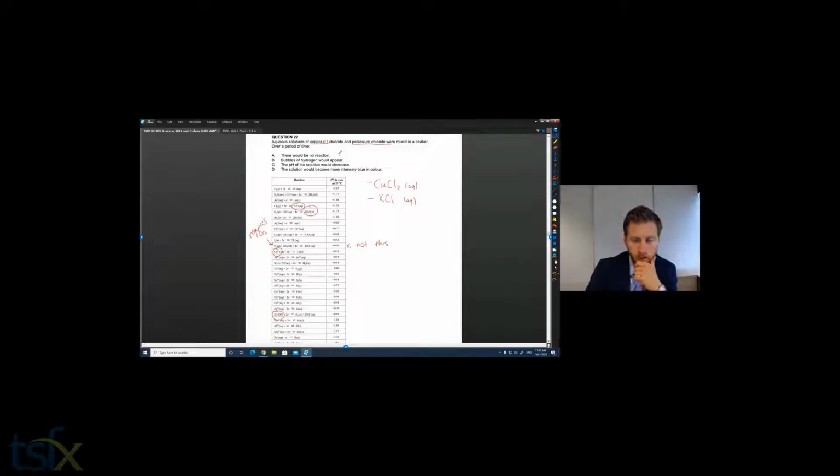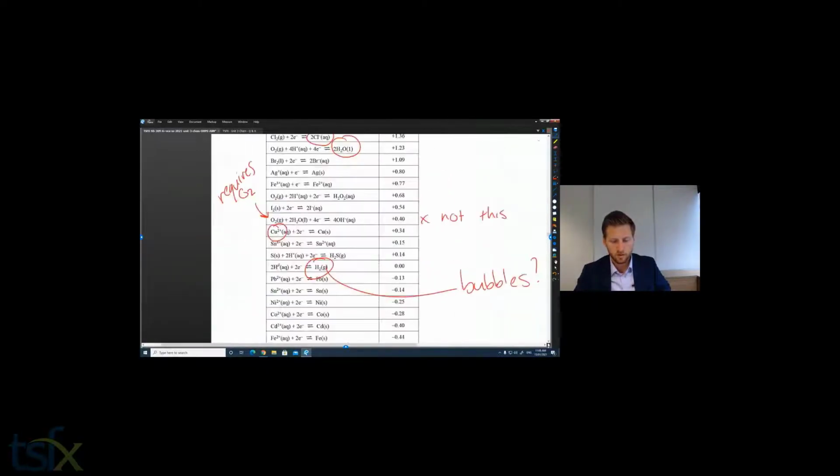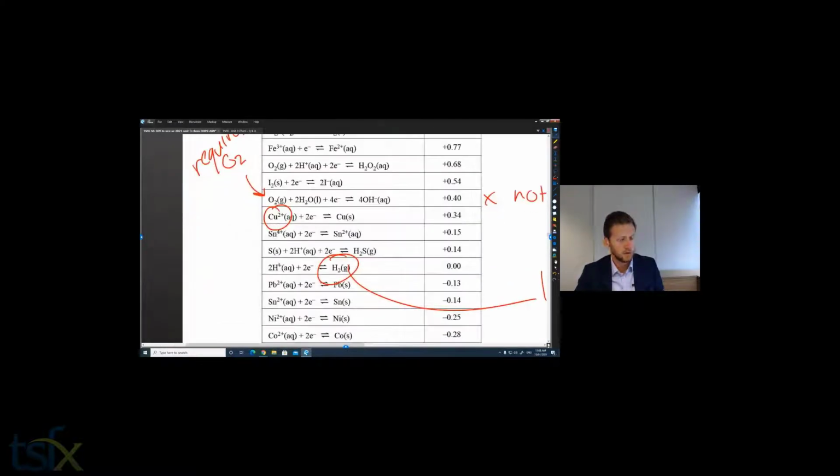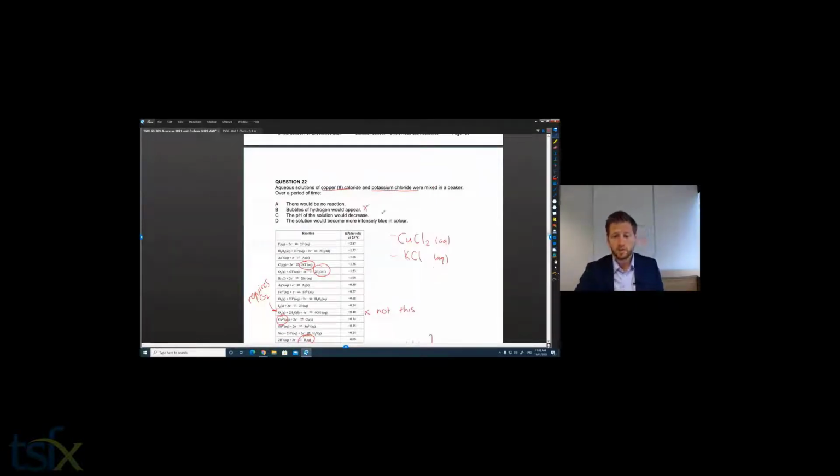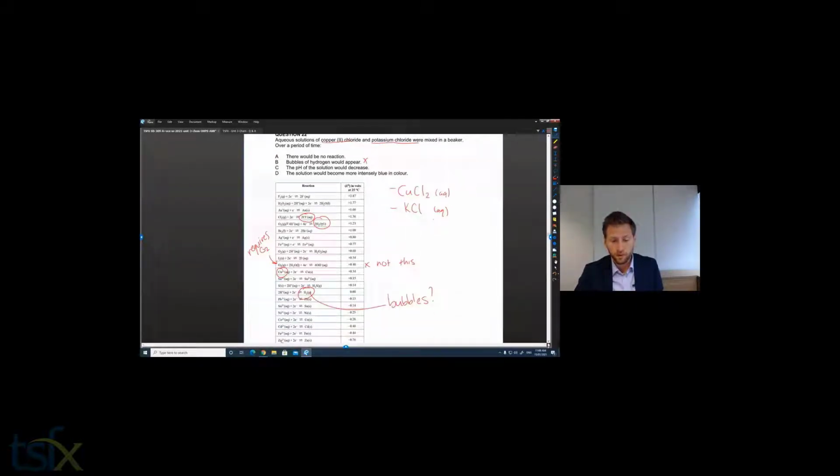There'd be no reaction, maybe. Bubbles of hydrogen would appear, so hydrogen gas. Could we get bubbles of hydrogen? Probably not, because we haven't got any hydrogen ions. It's hard to see, but if I zoom in, there are no hydrogen ions here. So we can't get bubbles of hydrogen. The pH of the solution would decrease. Well, if the water goes back this way, maybe, but is the water reacting? We don't know, so it's not really an option.